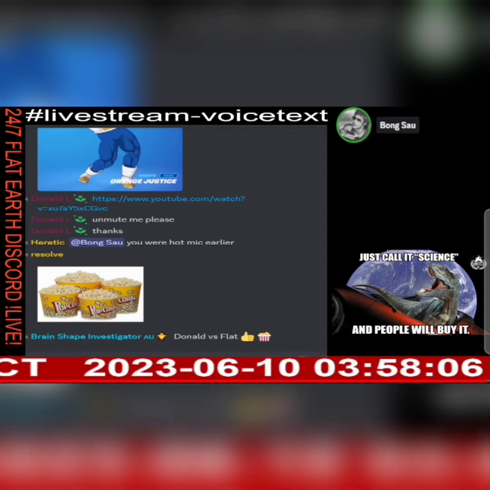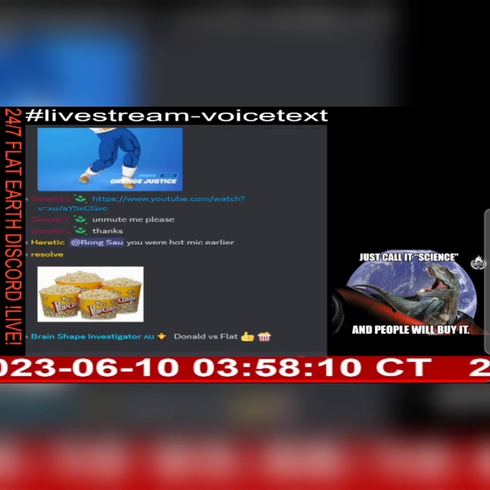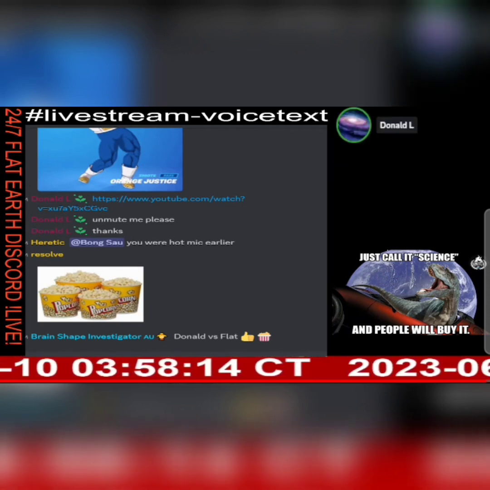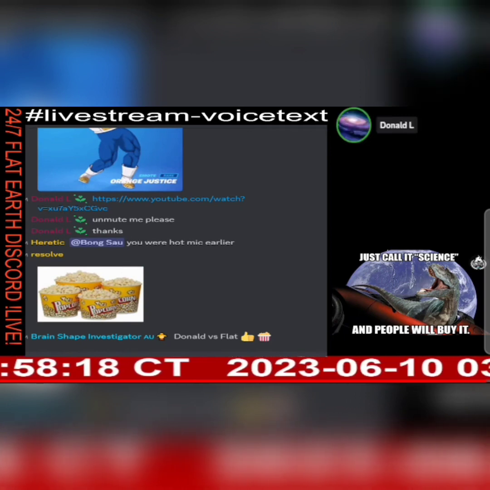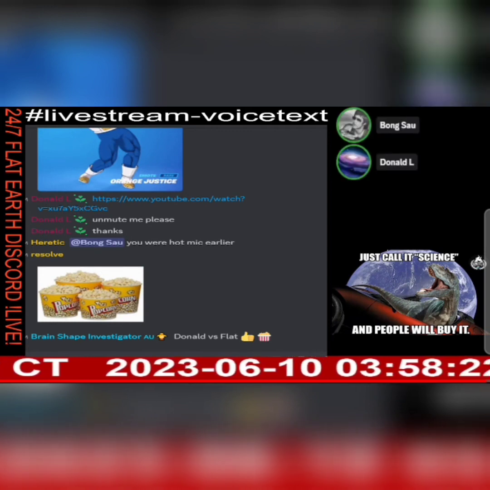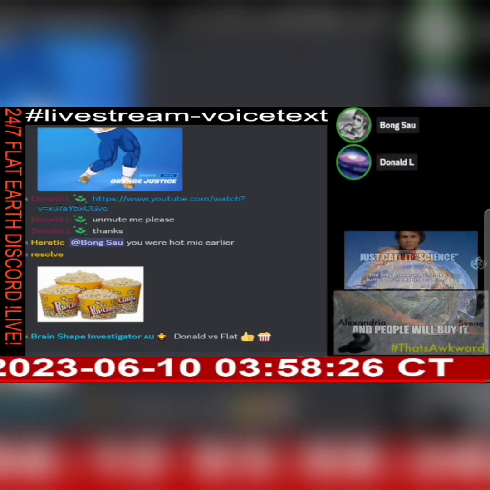Do you know what photography is? Do you know what surveying is? Do you know what celestial navigation is? Yes, I do. Do you know what a sextant is? Yes, I do. All right. So a sextant requires a level surface from the observer to the horizon.